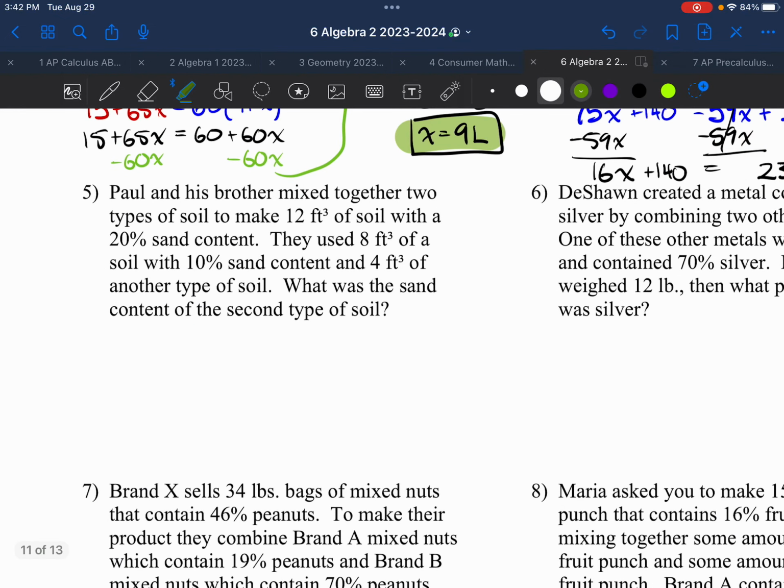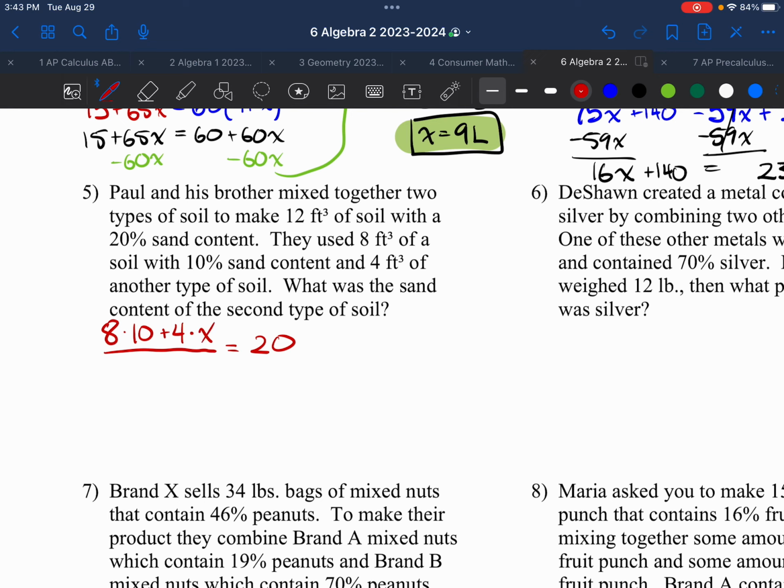All right, what about number 5? Paul and his brother mixed together 2 types of soil to make 12 feet cubed of soil with 20% sand content. So that means there's some fractiony things happening out here on the left, and at the very end, he gets 20%. So 20% is our final answer. They used 8 feet of soil at 10%, so 8 feet times 10%, and 4 feet cubed of another, so plus 4 foot cubed of another.